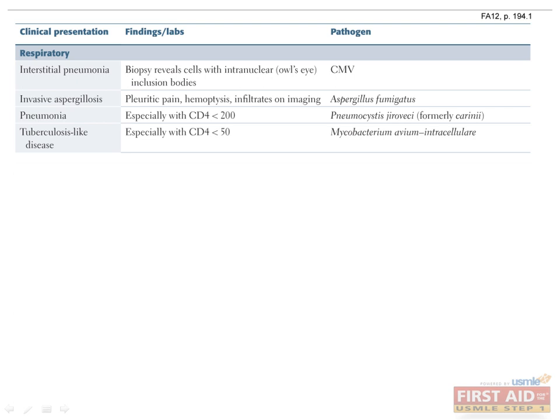Finally, the lungs may be affected by HIV. Interstitial pneumonias are caused by CMV, invasive aspergillosis by Aspergillus, pneumonia by Pneumocystis jirovecii, and tuberculosis-like disease by Mycobacterium avium intracellulare. Pneumonia caused by Pneumocystis jirovecii and tuberculosis-like disease caused by MAI are important to remember. Pneumocystis occurs at CD4 counts less than 200, and remember to give TMP-SMX for prophylaxis. MAI occurs at CD4 counts less than 50, and give azithromycin for prophylaxis.